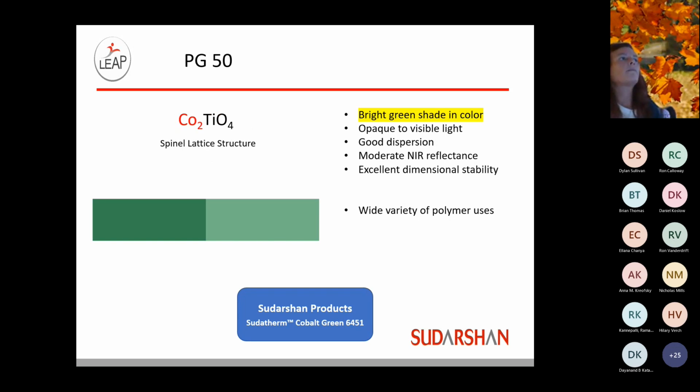Moving on to the green space, Pigment Green 50. Here again, the cobalt is the coloring metal ion. This provides a bright green shade with very good dispersion characteristics and excellent dimensional stability. Definitely has a wide variety of uses. It has a very interesting color, so that the opacity that comes with it provides some very useful properties in the various applications. This product will be launched at the end of this month, and it will be our Sudatherm Cobalt Green 6451.